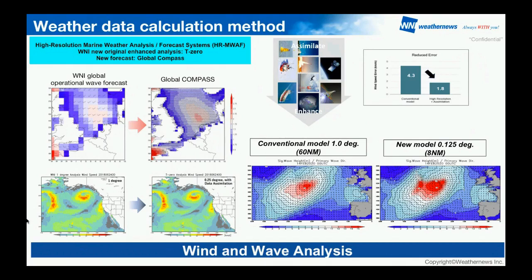The other aspect of this is we've created our new forecast model called Global Compass. This is a way of us increasing also the spatial resolution of particularly our wave forecast models. So you can see here in some of the images what this means. This means we can have a more accurate spatial resolution, so we can see more accurately where the waves will be occurring and how they will propagate.